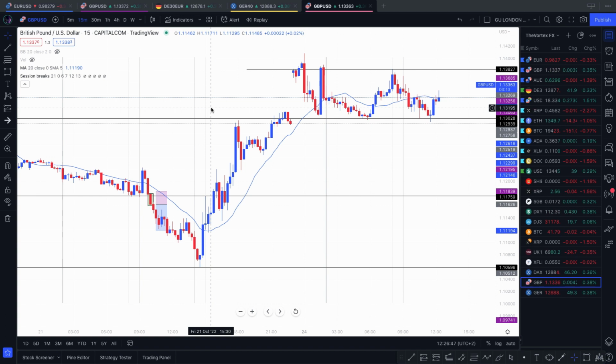I am the Vortex Trader, and today we are going to be discussing a breakout strategy that we can use on GBP USD in the 15-minute time frame around the opening of the London trading session. So, without further ado, let's jump right into it.